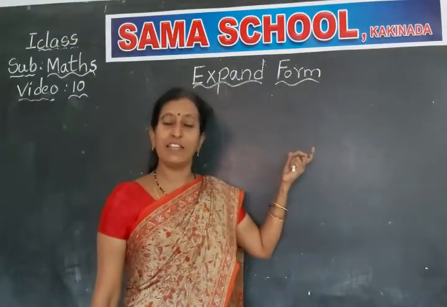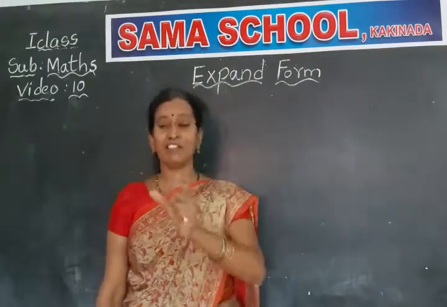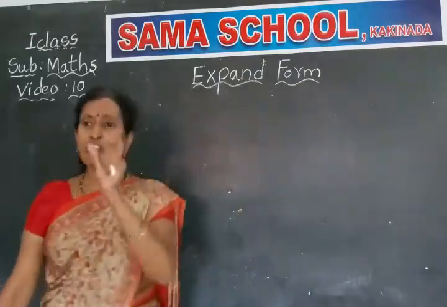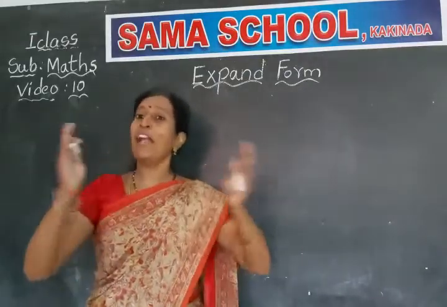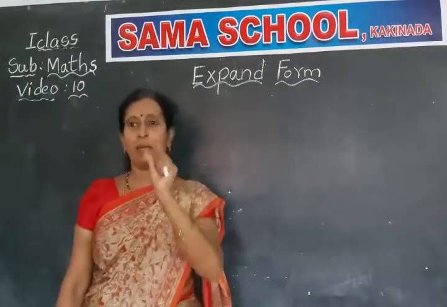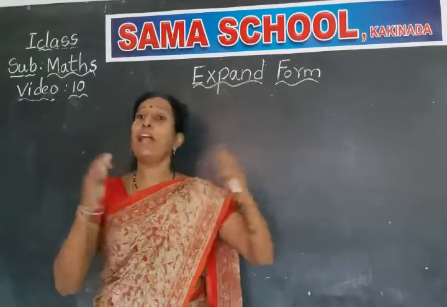The expanded form is the sum of the place values of a digit. No, that is the expand. This is the short form of that number. You expand more. The expand means the short form of the number is there. No, that number you expand more.